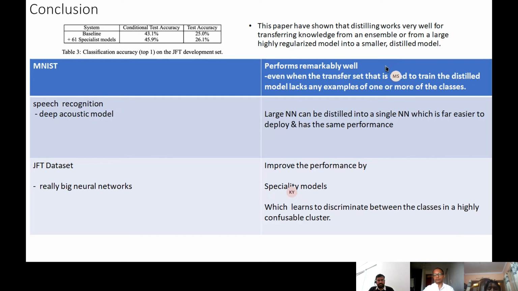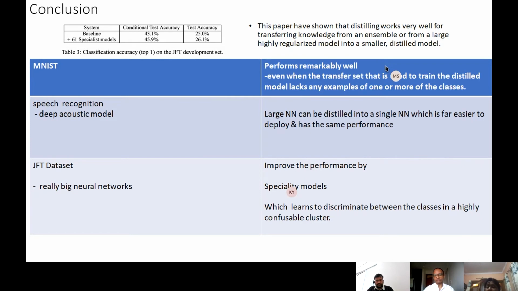So they were able to achieve 1.1% better accuracy, and distillation works very well for transferring knowledge from an ensemble model or from a highly regularized model into a smaller distilled model, is what we have learned in this paper. And in the MNIST dataset, we learned it performs remarkably well.